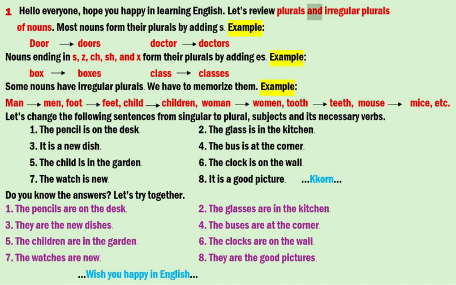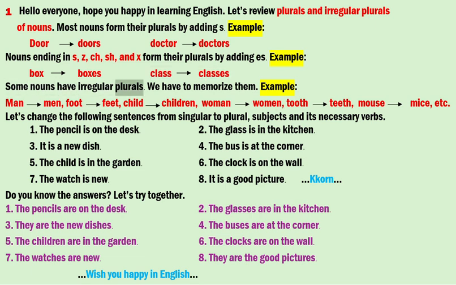Let's review plurals and irregular plurals of nouns. Most nouns form their plurals by adding s. Example: door, doors, doctor, doctors. Nouns ending in s, z, ch, sh, and x form their plurals by adding es. Example: box, boxes, class, classes.